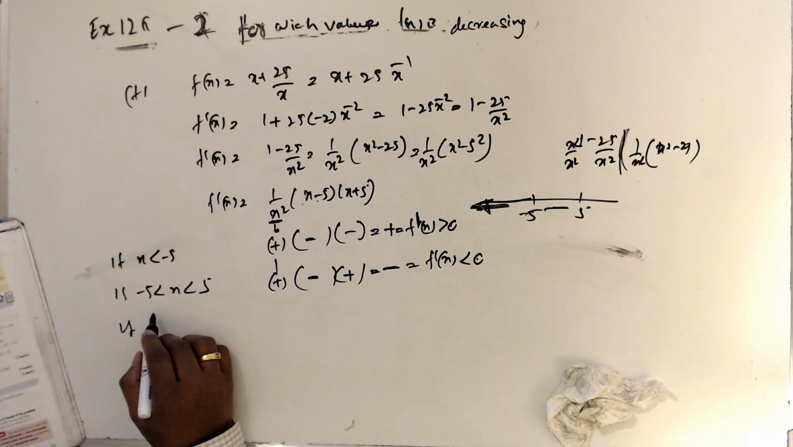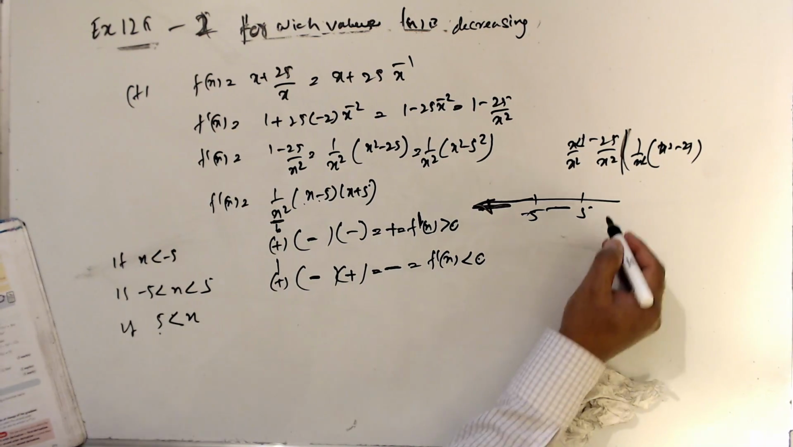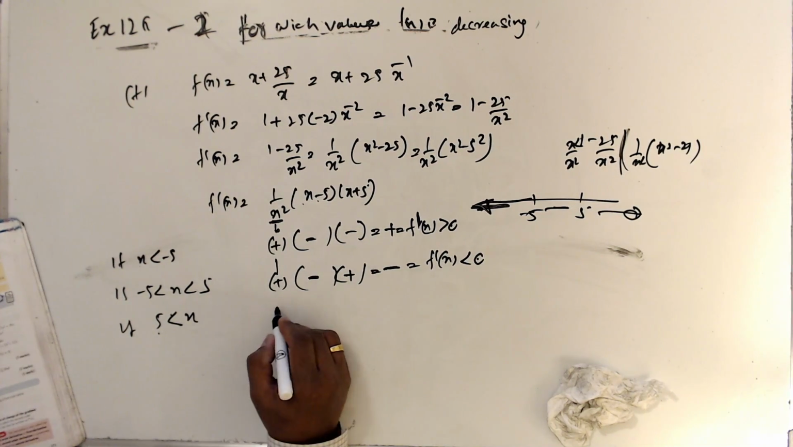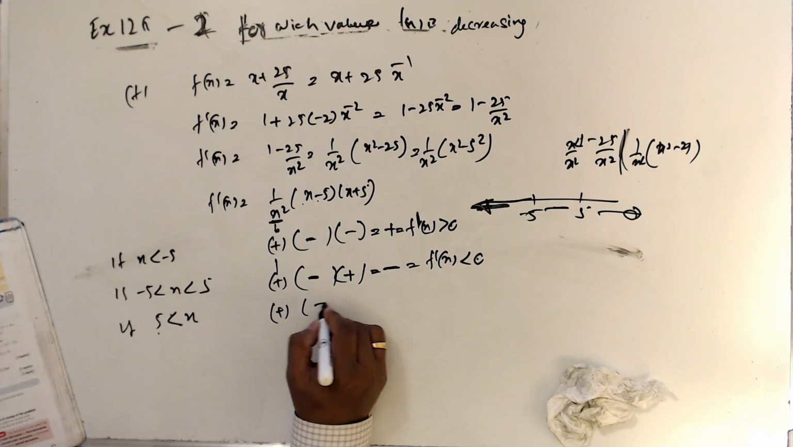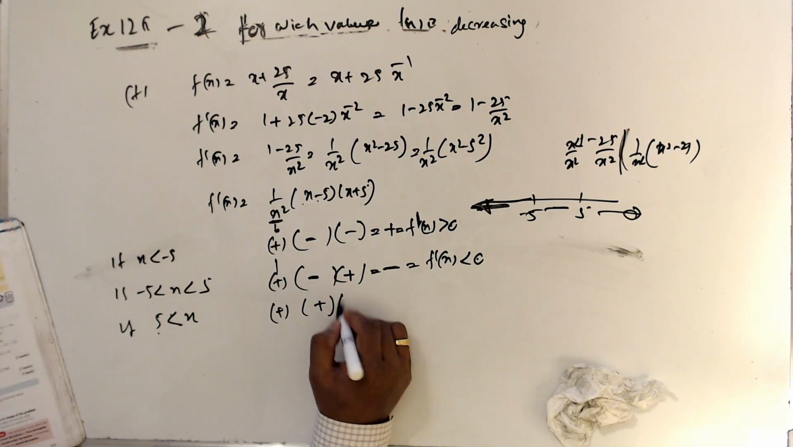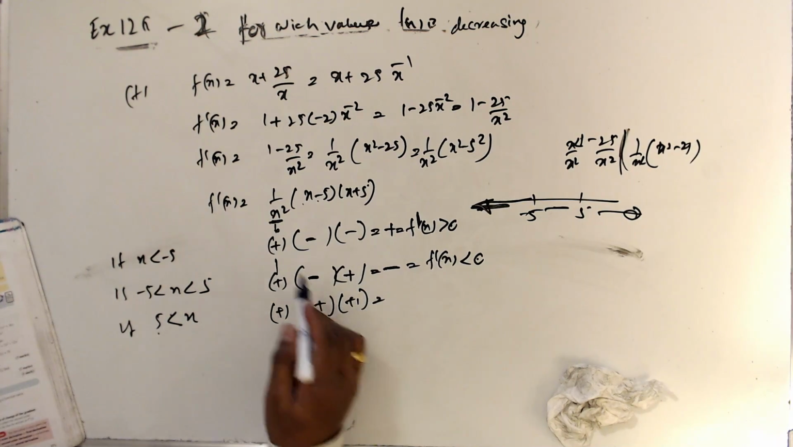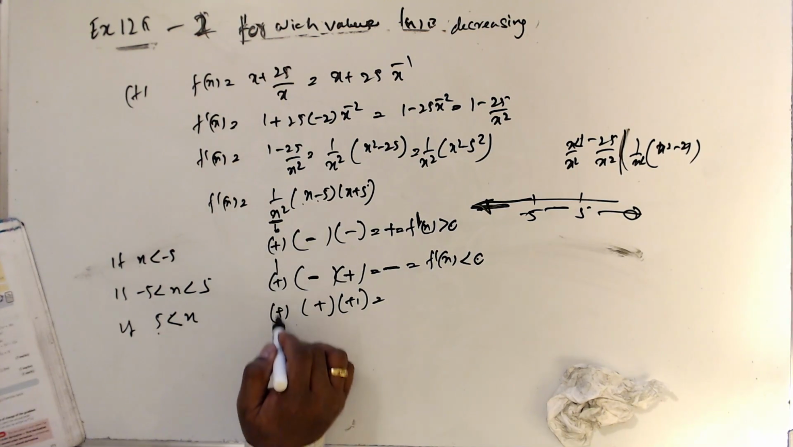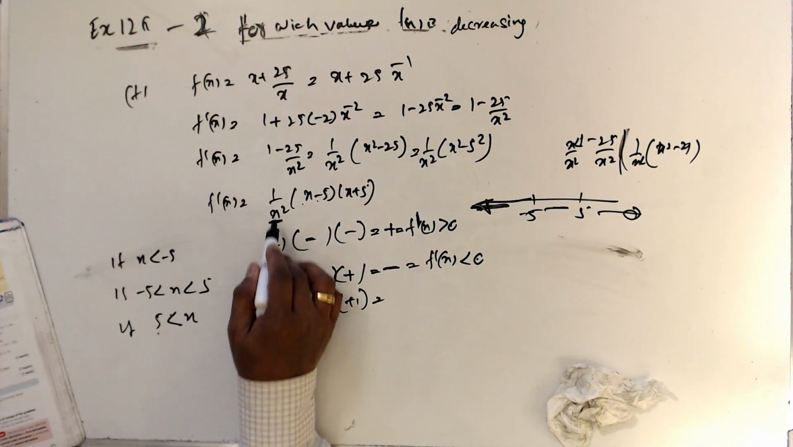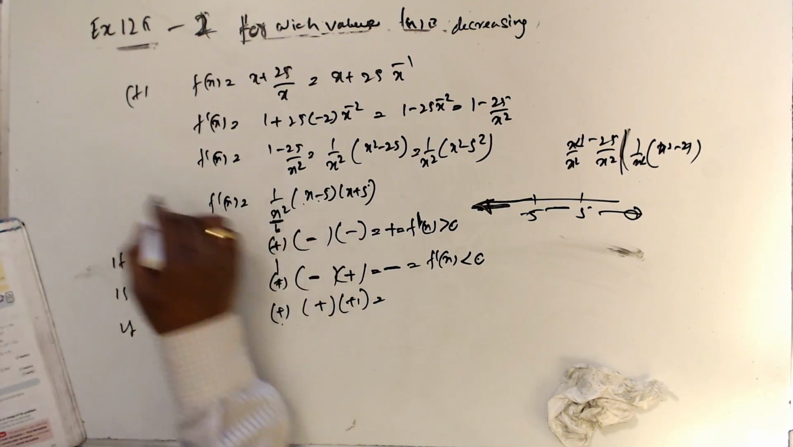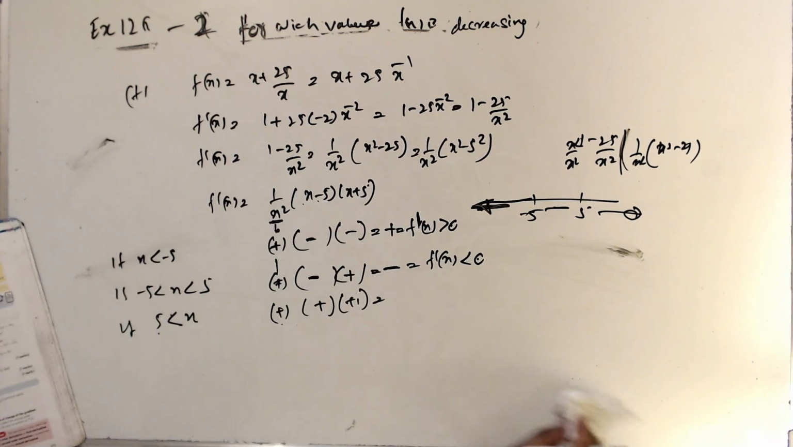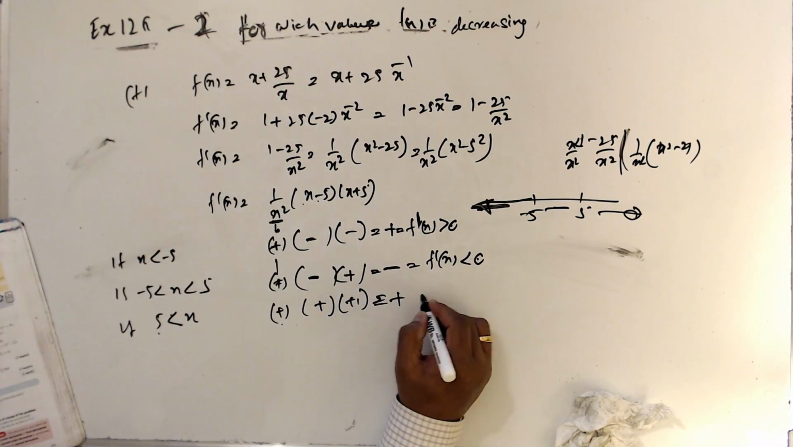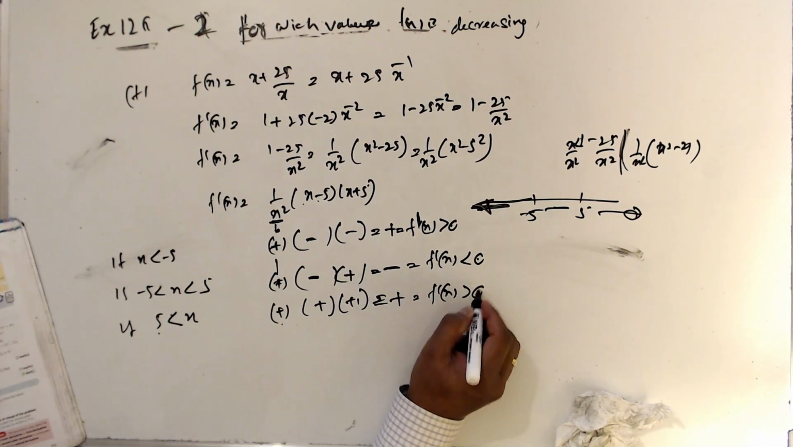Then if x is greater than 5, this area. Let's say 10. When you put 10, this is always positive. 10 minus 5 is positive, and 10 plus 5 is still positive. We don't need to bother about the numbers. We are checking whether this is positive or negative. We know this is always positive because x square is positive, and 1 over x square is also positive. So this is positive, hence f dash x is greater than 0.